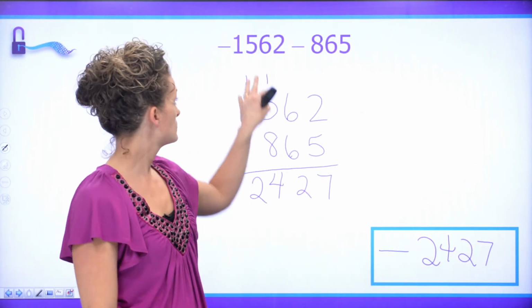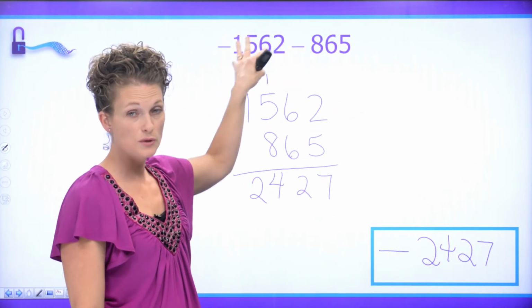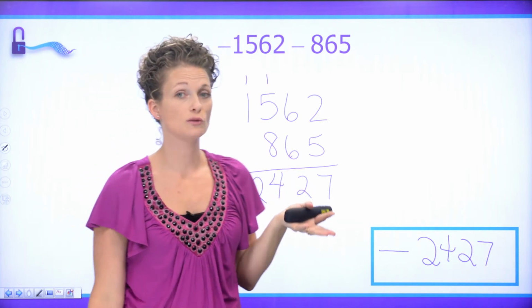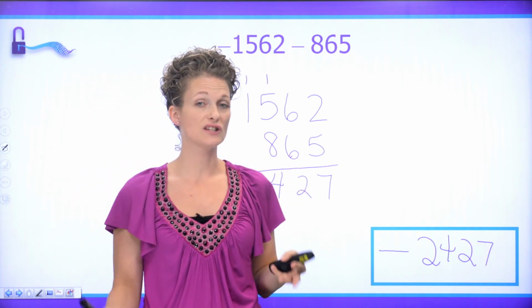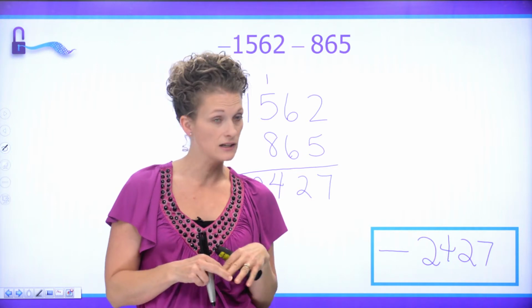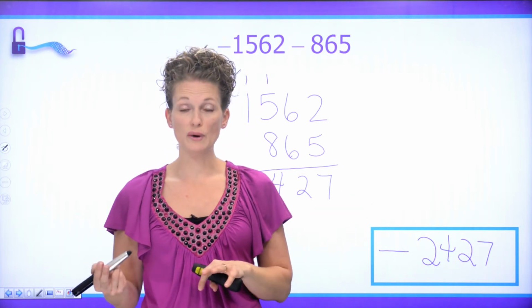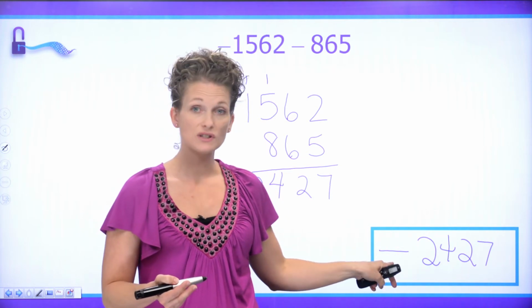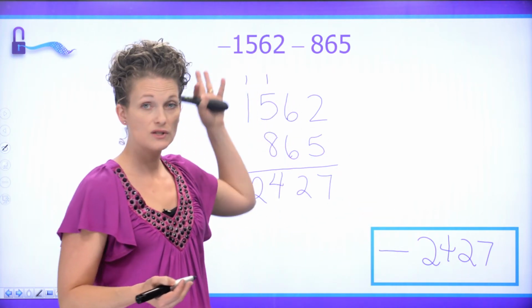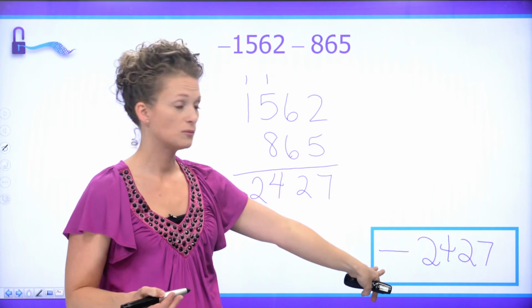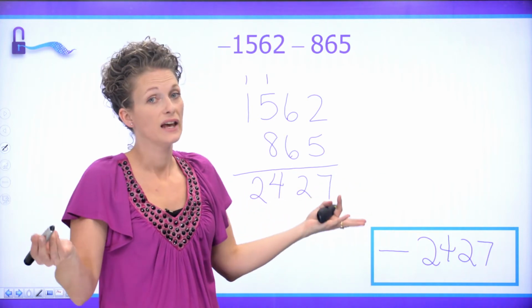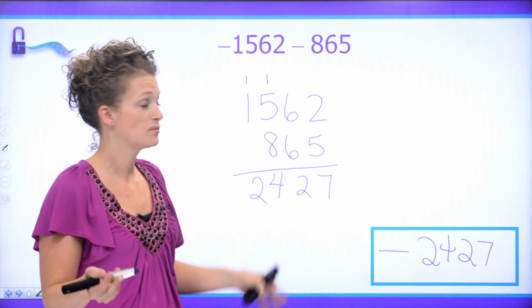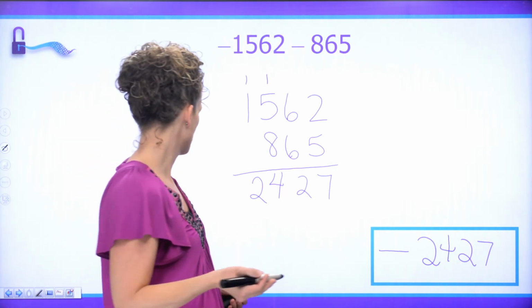We already discussed that it was negative because both of these numbers are negative, and that's always going to be true. If you're adding integers and they have the same sign, both negative or both positive, then you can add the absolute values and the sign will stay the same. So you decide if it's positive or negative and put that in your answer spot, and then just add the way that you've been adding for several years now.